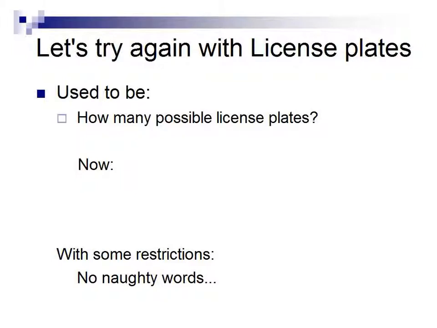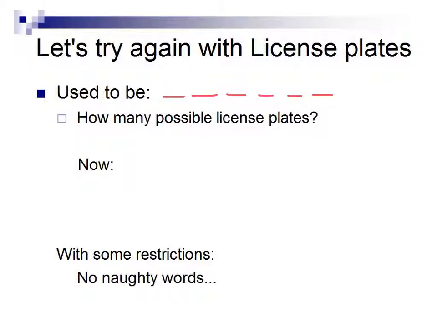All right, let's try again with some license plates. You'll have some license plate problems on your homework. How many different license plates are there? Well, when I was a little girl, we used to have license plates that had a letter followed by 5 numbers. And this first letter would always be the first letter of your last name.